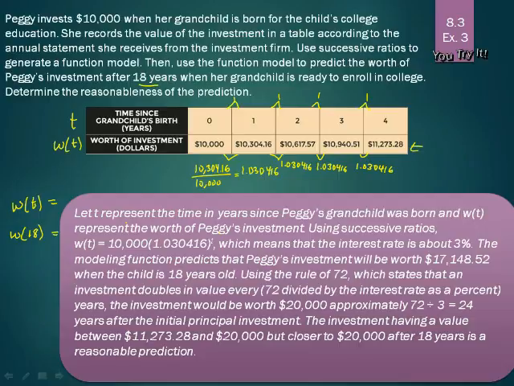Using the rule of 72, which states that an investment doubles in value every 72 divided by the interest rate as a percent years, the investment would be worth $20,000 approximately 72 divided by 3 equals 24 years after the initial principal investment. The investment having a value between $11,273.28 and $20,000, but closer to $20,000 after 18 years, is a reasonable prediction.